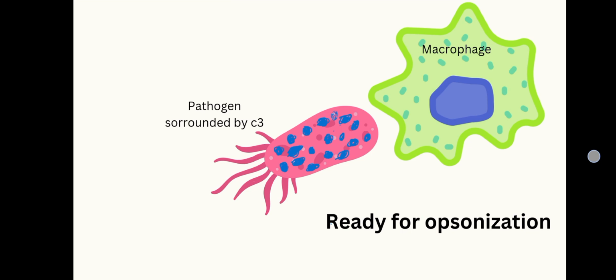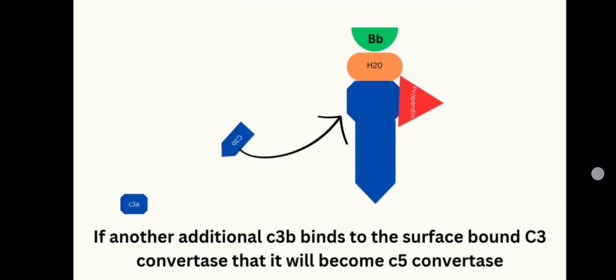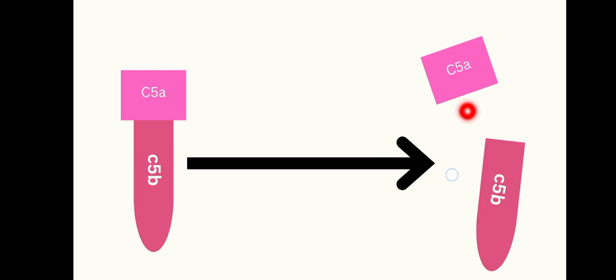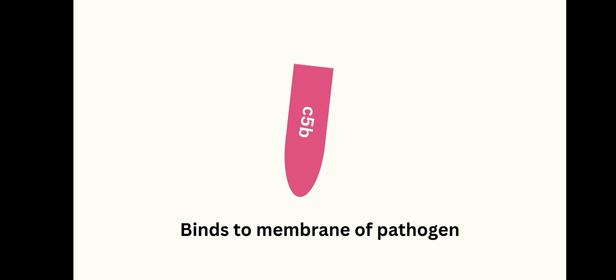Now, if another C3b molecule binds to the surface complex, this will form an efficient C5 convertase. This C5 convertase converts a molecule of C5 into C5a and C5b. Now, C5b will be attached to the membrane of the pathogen and, after attaching, recruits C6, C7, C8 and C9. These complement proteins form the membrane attack complex.